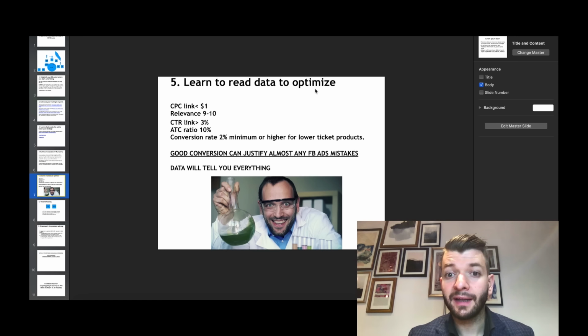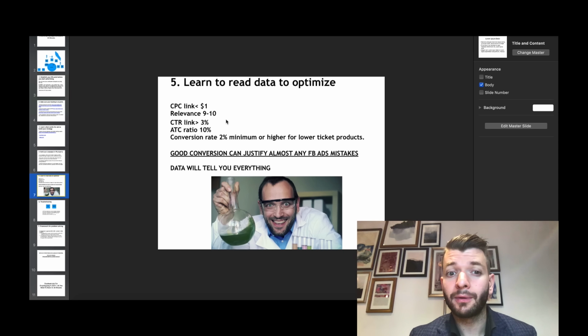Now, learn to read data to optimize. You have to become that crazy scientist. You have to identify the metrics, for example, cost per link click less than $1. If you get clicks more expensive than $1, relevance score 9 to 10. If you get 5, 6, then probably something is wrong with your ad. So you have to continue your learning process. Then click-through rate on links has to be over 3%. Typically for e-commerce products and ads that are scalable, it's over 3%.